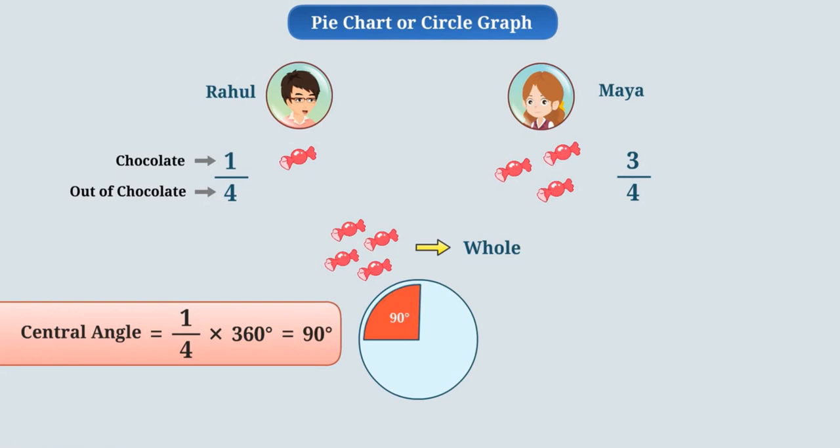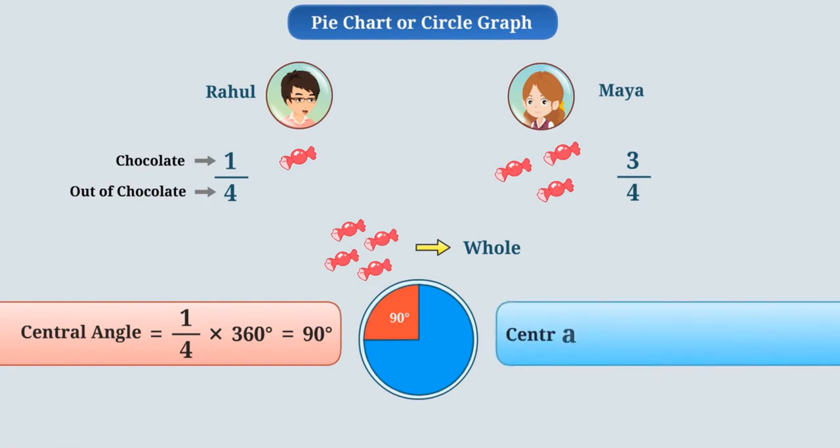Similarly, the part of chocolates given to Maya is 3/4. So, it must be represented by 3/4 of the circle, or in other words, by sector whose central angle is 3/4 multiplied by 360 degree, that is 270 degree.